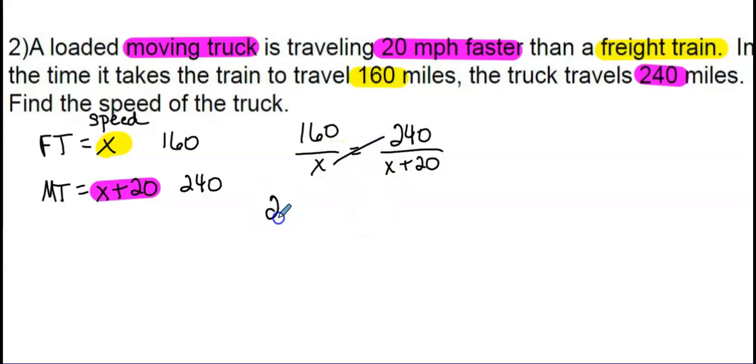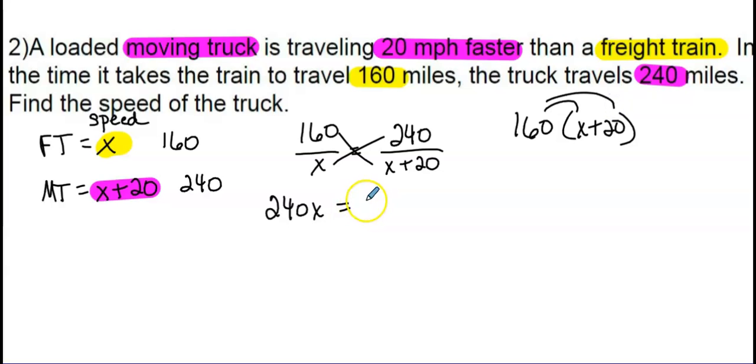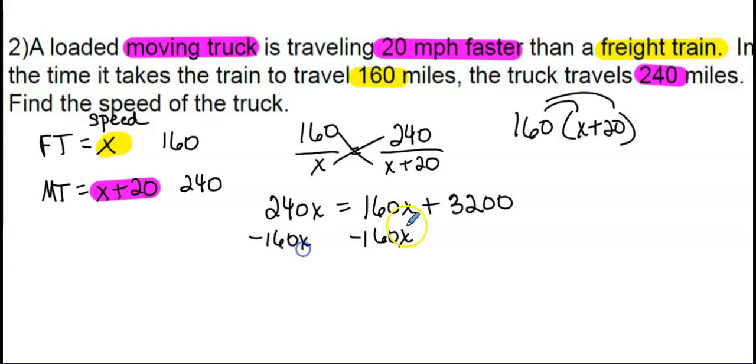240 times X is 240X. 160 times X plus 20, I'm going to write it over here, and then do the distributive property and put that here. 160X plus, I believe, 3,200. Now how do I solve for X? I'm going to subtract 160X from both sides. That cancels right there. I have 3,200 over here. And on this side, let me see, 90. Is that 90?